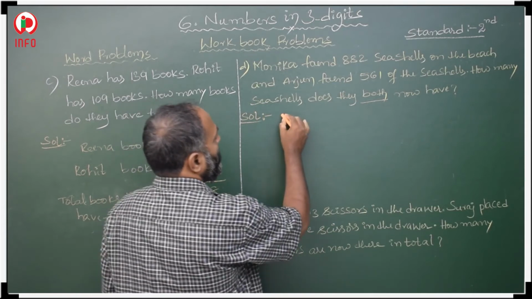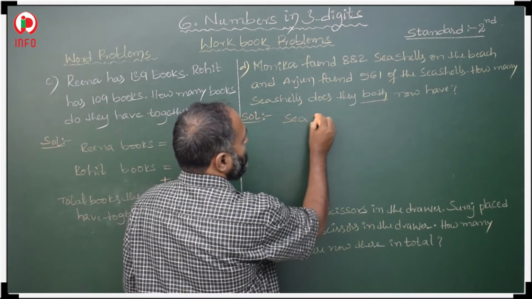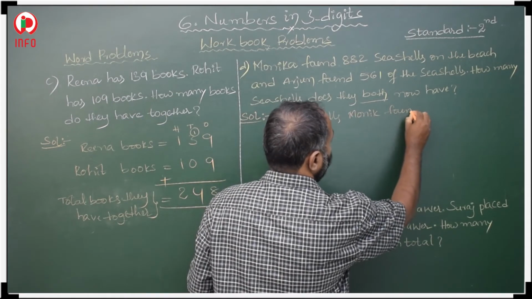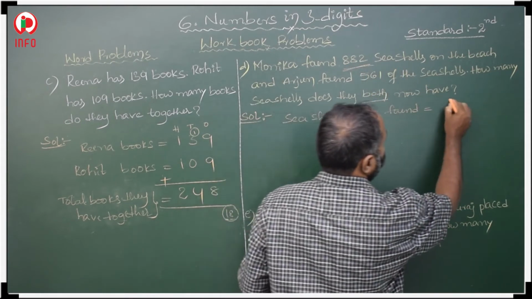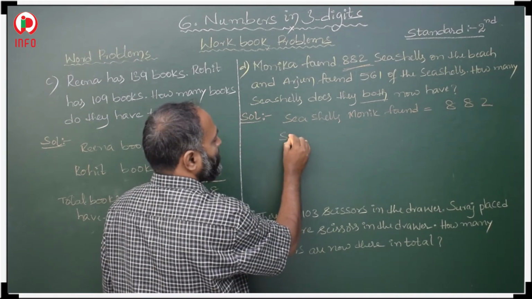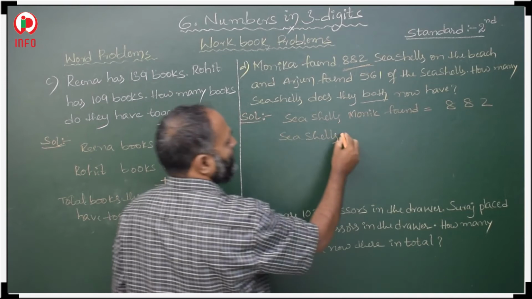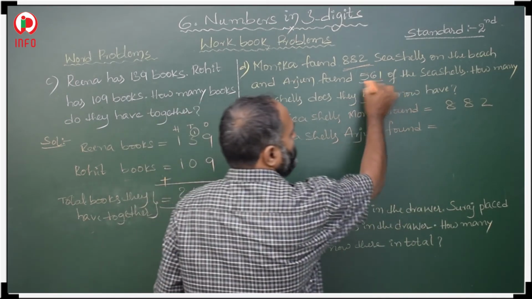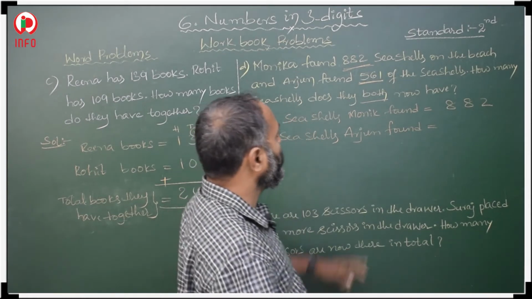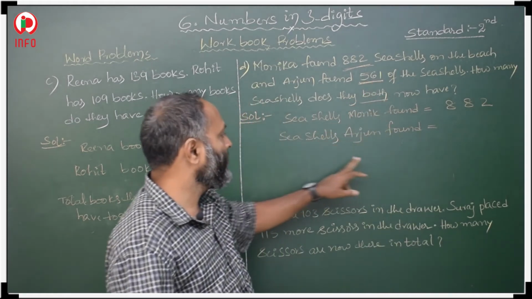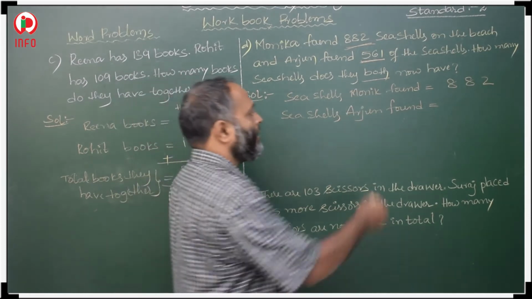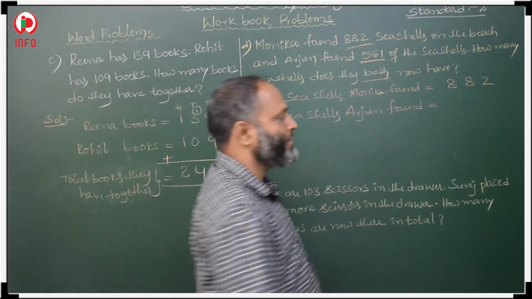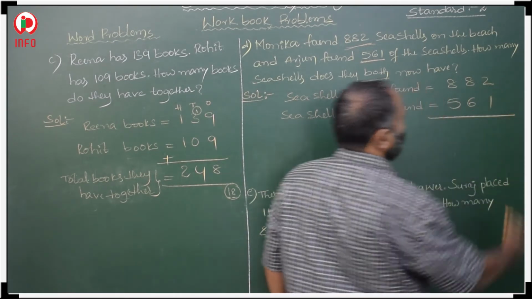First we have to write the steps. Seashells, Monica found. How many? 882. Next, seashells, who? Arjun. Arjun found. How many did he find? 561. 882, 561. So, here, see. Seashells Monica found. How many shells did she find? 882. And after that, how many shells did Arjun find? 561. Both, how many did they find? So it means we have to add.